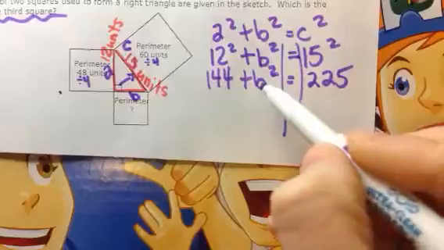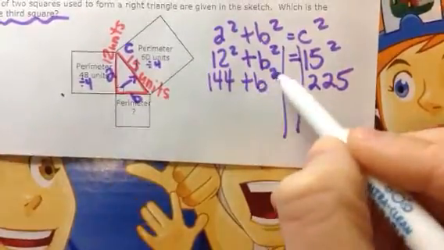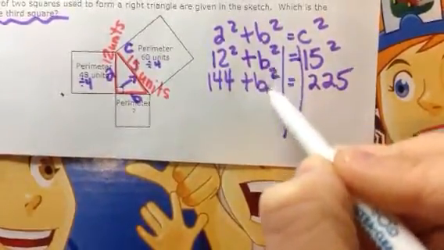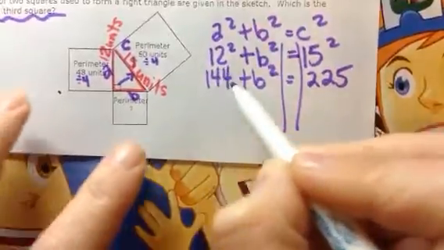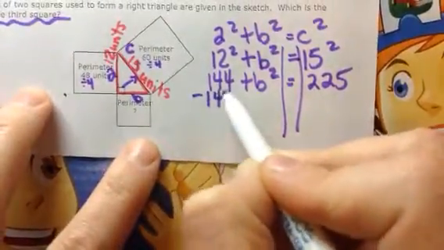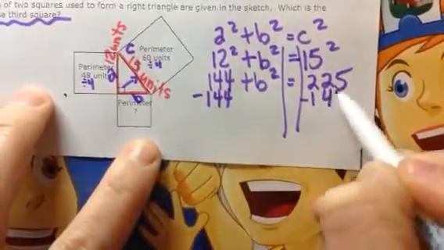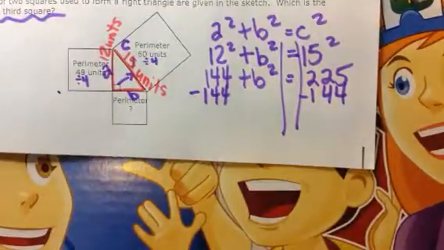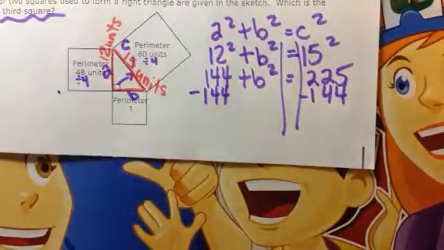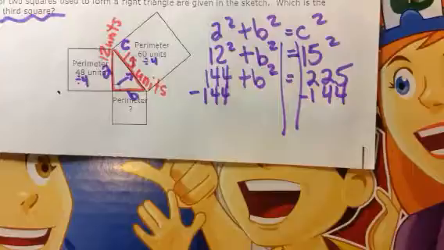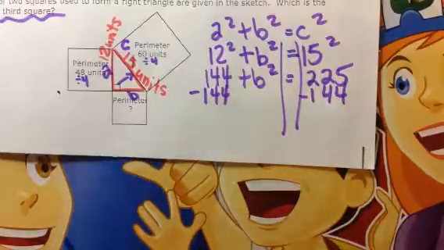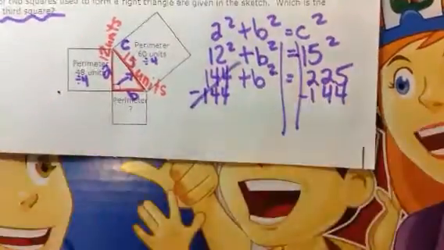Okay, I want to solve this for B. It's attached to the squared, so leave that alone. There's a positive 144, and I don't want it here. So minus 144 from both sides. Anytime that you're finding a missing leg, you're going to subtract. If you're ever finding a hypotenuse, you will be adding.